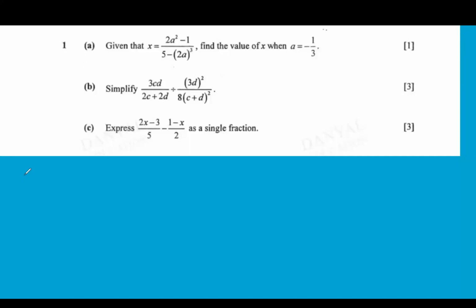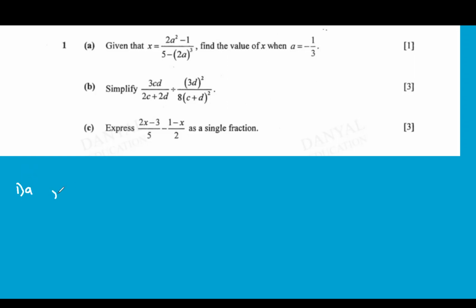So let's start with 1A. For those students who are new to algebra, especially for P6 going to Sec 1, this might not be so familiar, especially for B and C. So 1A should still be possible to do. So let's start with 1A itself.